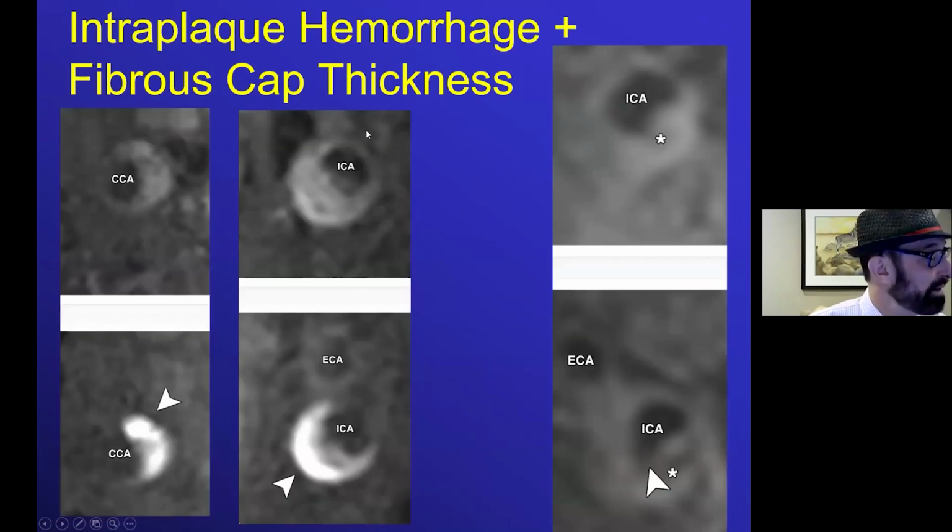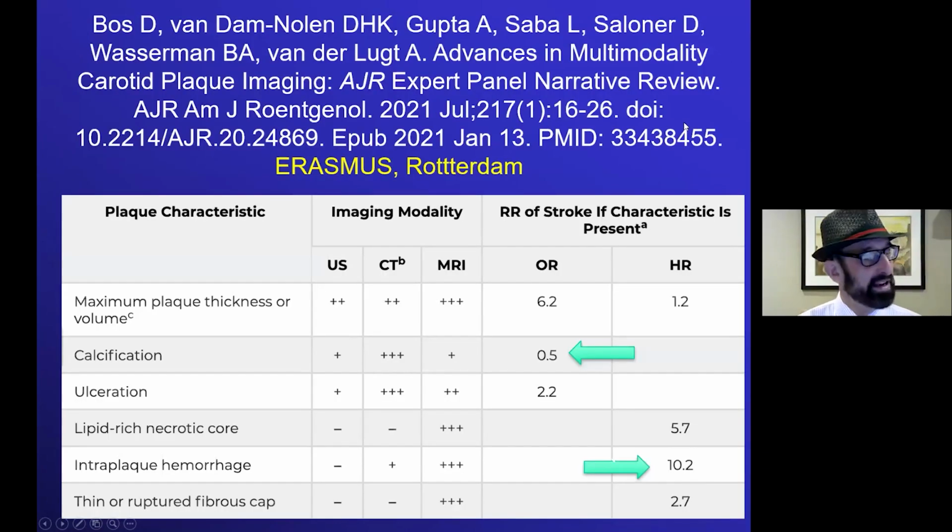Another example of the thickness of the fibrous cap as seen by the contrast enhancement, as well as the high signal intensity that may be associated with the hemorrhage in the wall of the blood vessel. So this was a very nice article that I thought was important to demonstrate to you, because it was an expert panel looking at consensus opinions about relative risk of stroke associated with atherosclerotic plaque components.